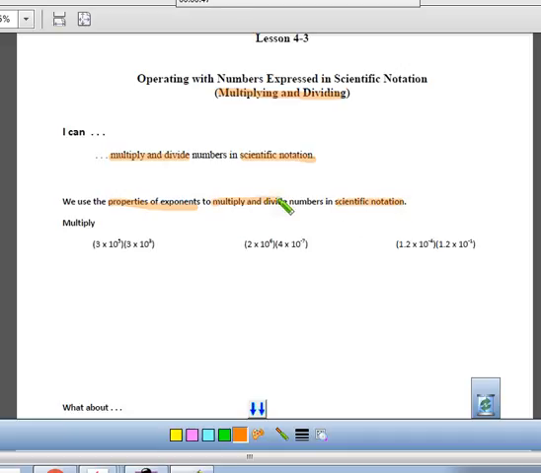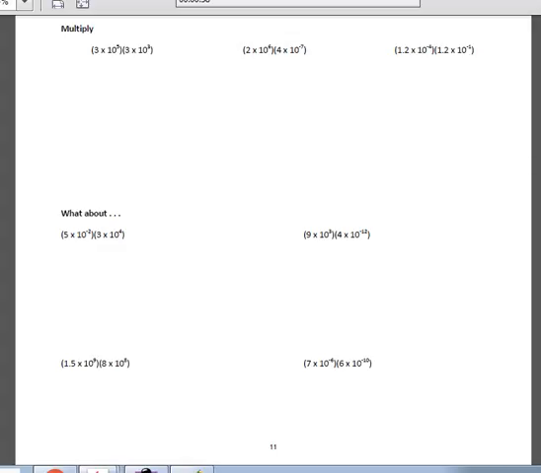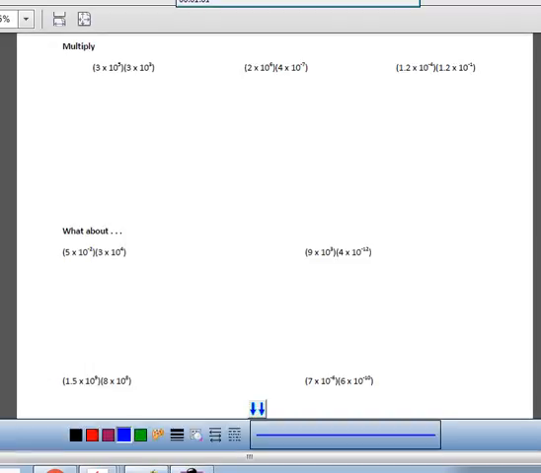So, we are looking at page 11 in your notes, and we have some examples that we're going to take a look at. So, let me go ahead and move the screen up so we can see all the problems. I am going to leave a couple of these for you to try on your own. Okay, so multiply. So I have 3 times 10 to the 5th times 3 times 10 to the 3rd. I'm going to reorganize this. Remember, multiplication is commutative, which means you can change the order around and still get the correct answer.